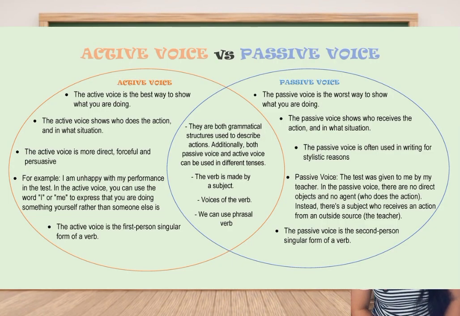As you can see in the visual presented on the screen, each circle contains a different subject or topic. The differences of active voice and passive voice are written in each sector, avoiding the overlapping area. Then their similarities are written inside the intersection of the two circles.